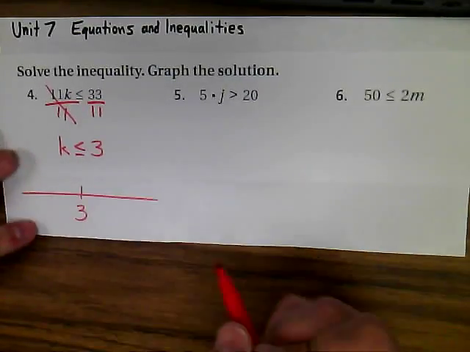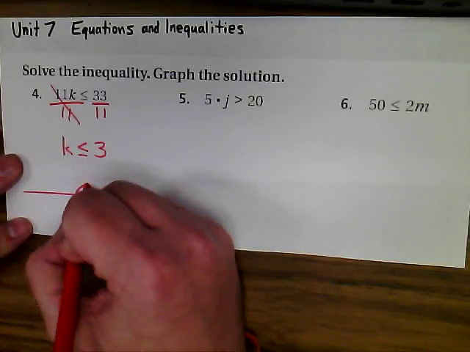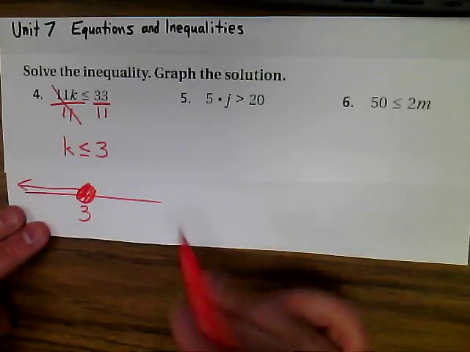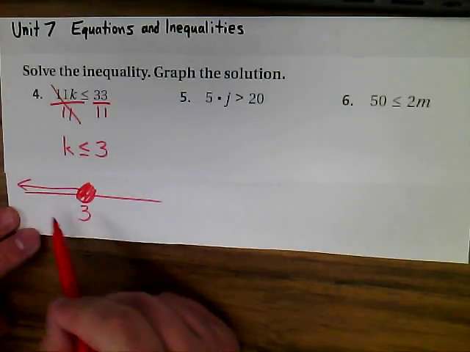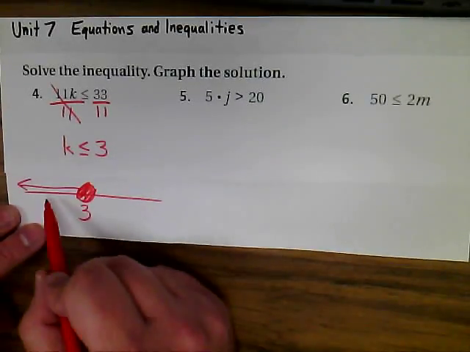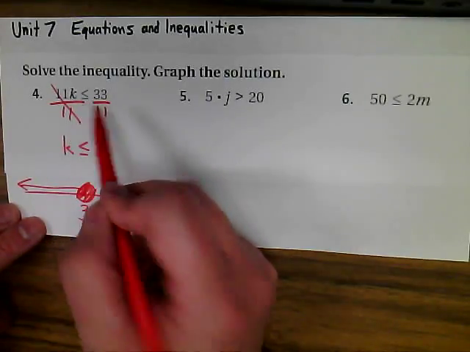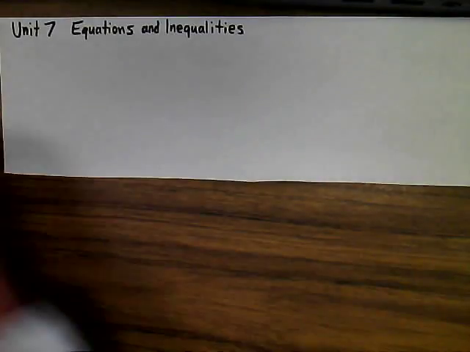We can graph that, and we can go ahead and have a shaded circle pointing to all the possible answers that could be there. Now, obviously, I could plug in any number less than 3. Maybe I'll go with a 2. 11 times 2 is 22. We know 22 is less than 33. So this would work for any one of these examples.